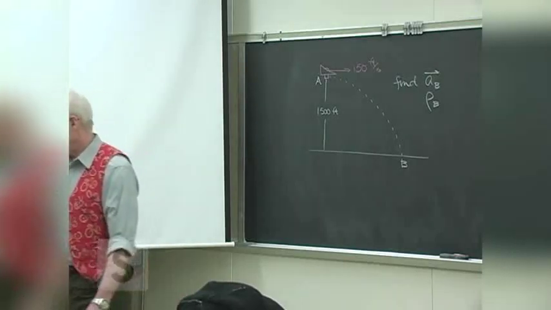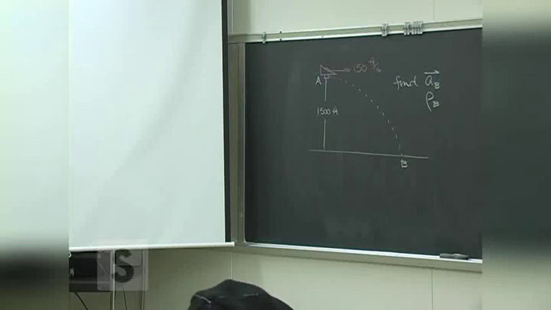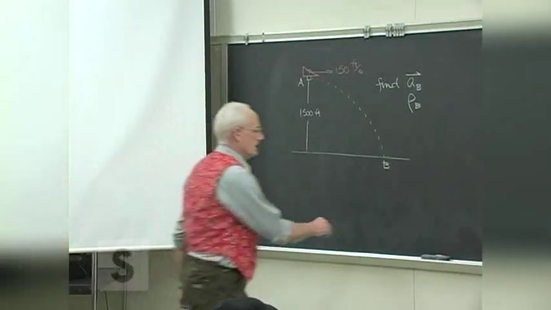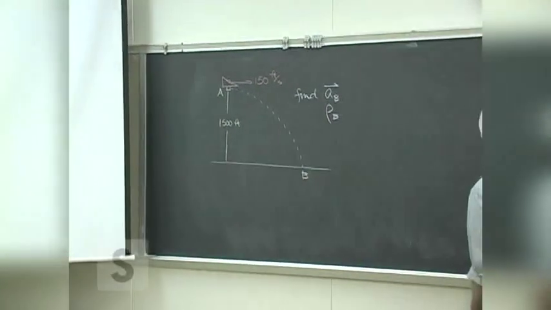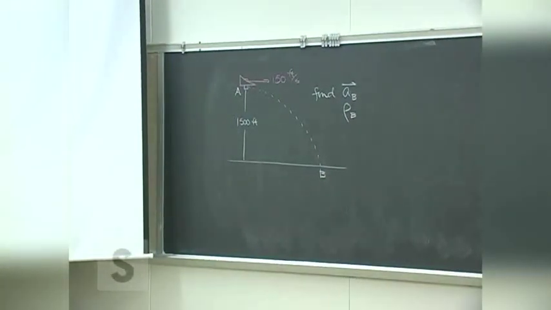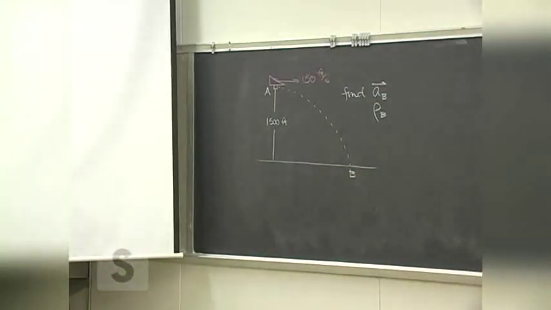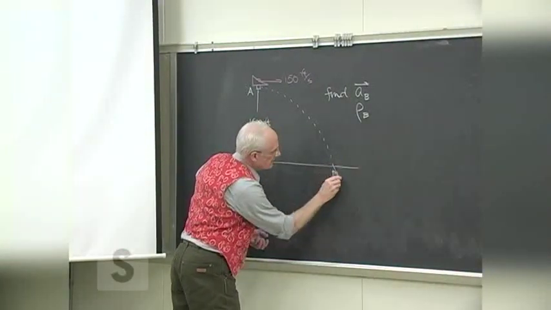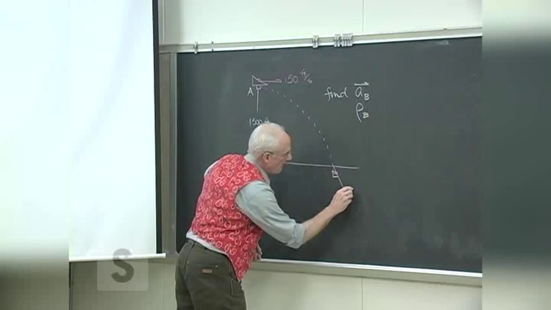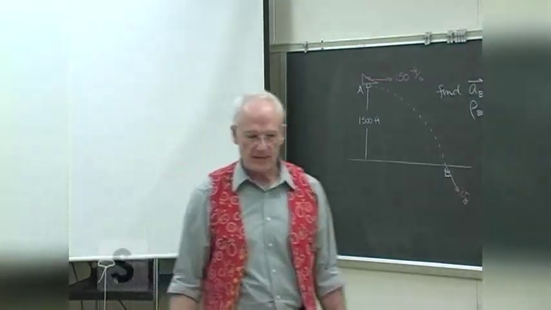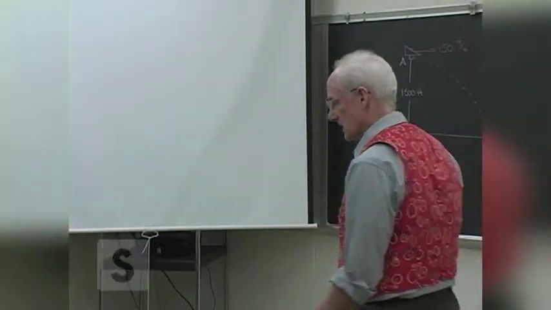So I'll let you cogitate on this one a little bit because there's a little bit more subtle piece to it that might not be as obvious as some of the problems leading into this. It'll hit the ground with some velocity. It won't be vertical. Hit the ground with some velocity, tangential to the path at that moment. Well, that's the kind of thing you're going to need to find the radius of curvature.